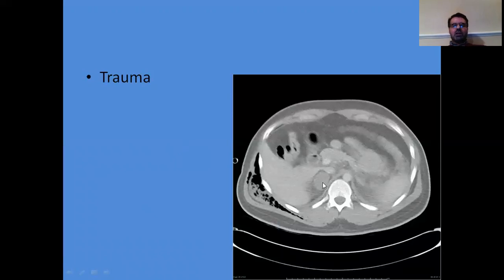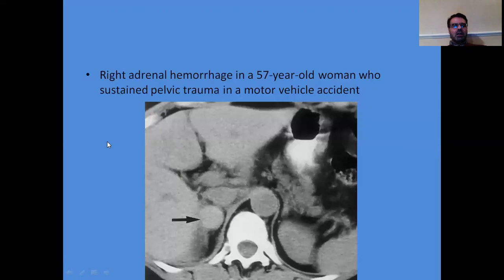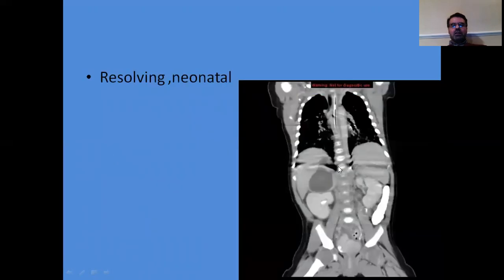This is an example of right-sided adrenal hemorrhage. This is the subcutaneous emphysema from trauma. This is another more obvious example with high density in the adrenal gland.